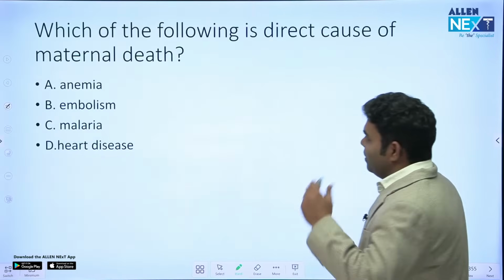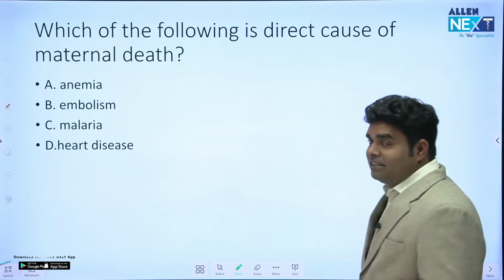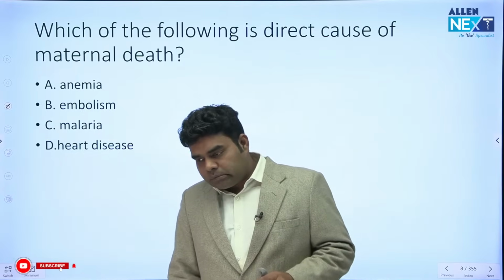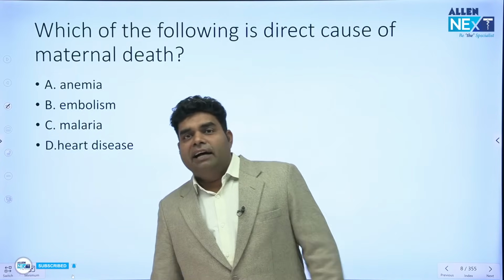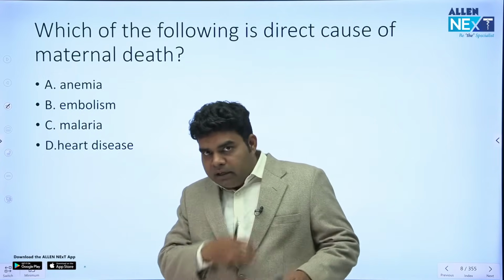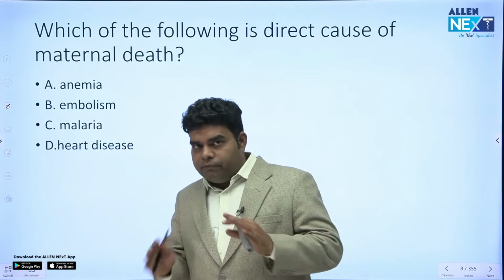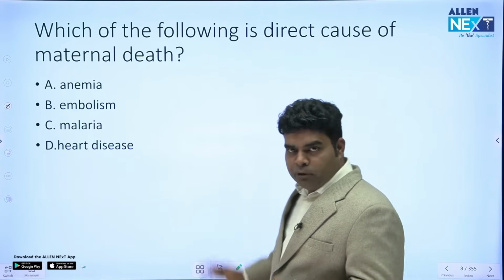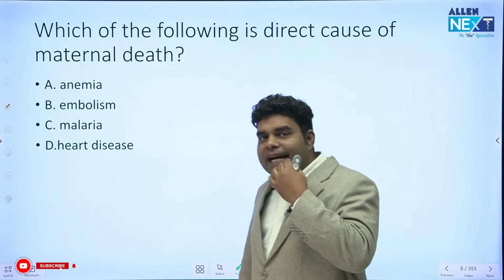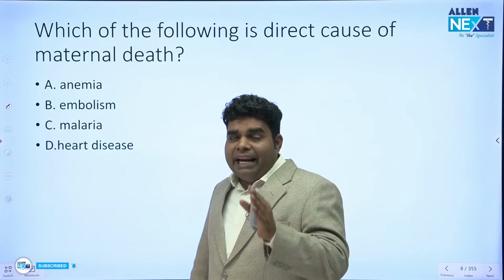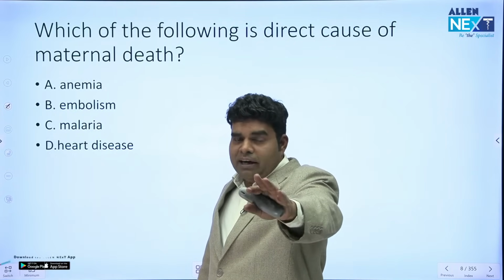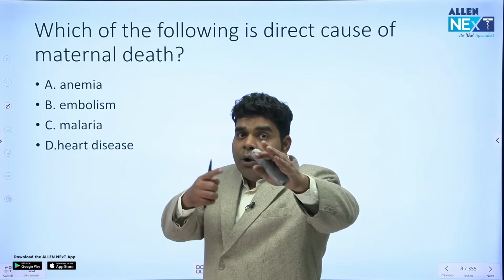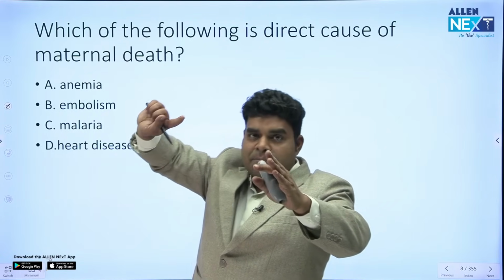Okay dear. So, next question. Which of the following is a direct cause of maternal death? In the FMG exam they had asked indirect cause, but they can ask direct cause also. We should have full concept of this thing. So direct and indirect simply means what can kill you or a mother without failing other systems.